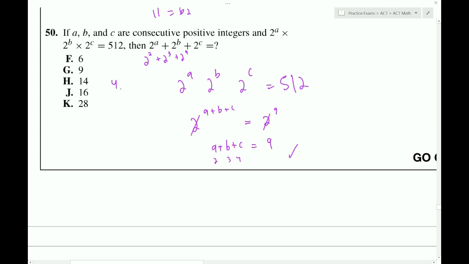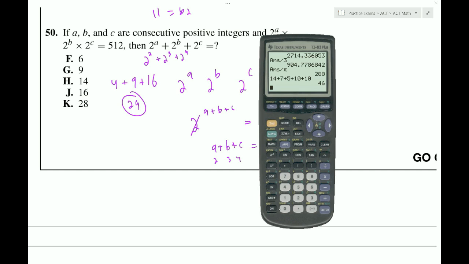So 2 squared is 4, 2 to the 3rd is 8, 2 to the 4th is 16, 16 plus 4 is 20, 28, 29 is what I'm getting here. Did I do this right? 2, 3, and 4, 7. Okay, so why did this not come out right? Let me just double check my math here. 2 to the 9th, 512, yeah.